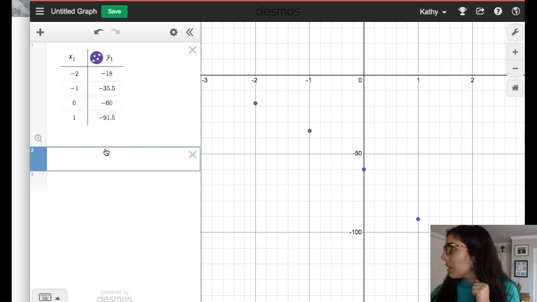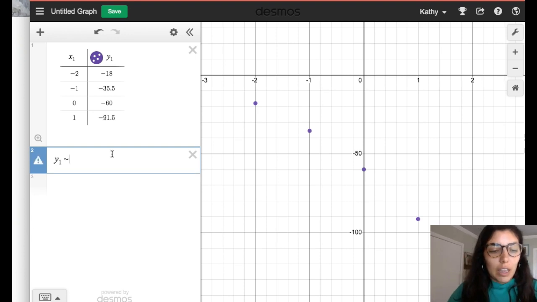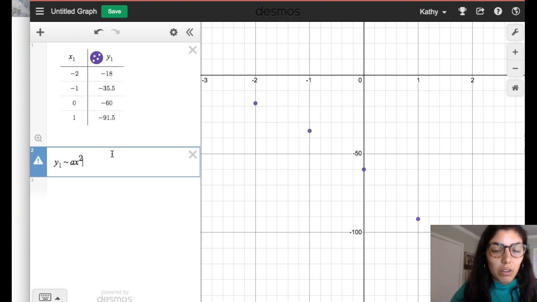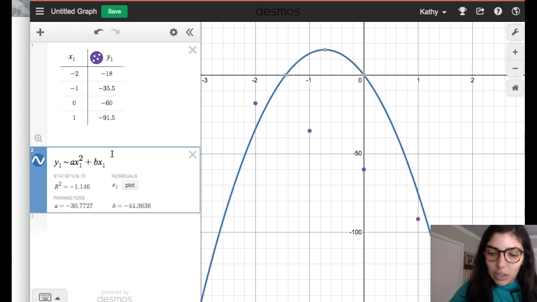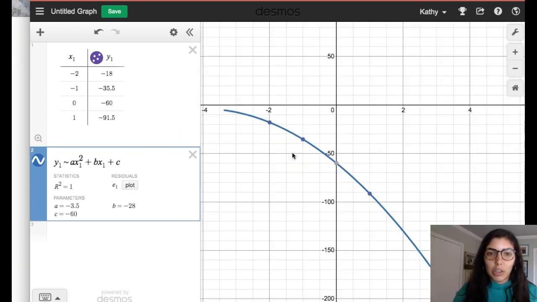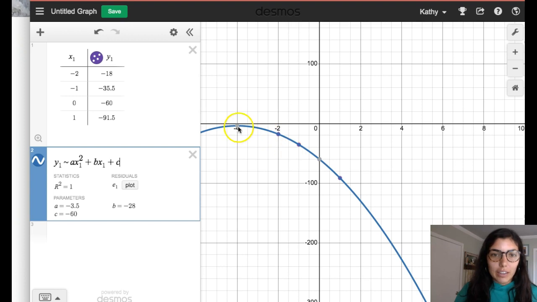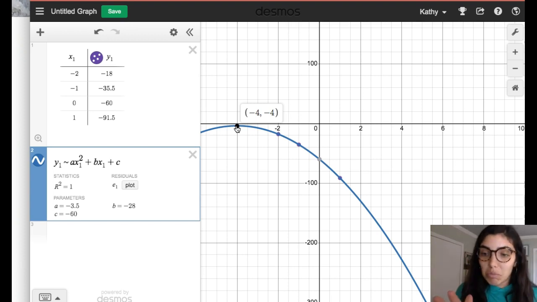Did I type all this in correctly? I did. Alright, so this is going to be y1 squiggly line, ax1 squared plus bx1 plus c. There's the curve that's going to go through all these points. Okay, it's given me now my vertex as well. I can see the vertex in this on Desmos. It wasn't a coordinate I was originally given, but Desmos shows me what the vertex is, which will come in handy later.